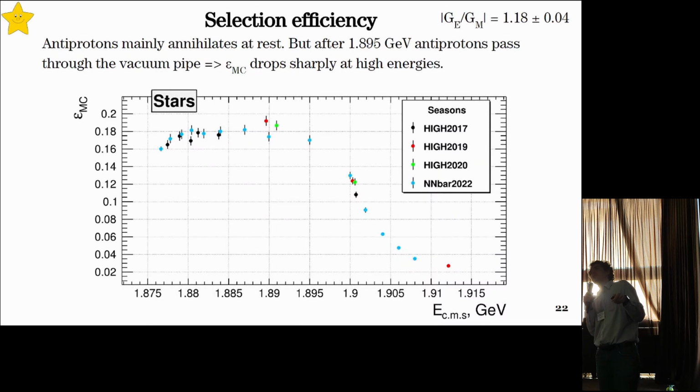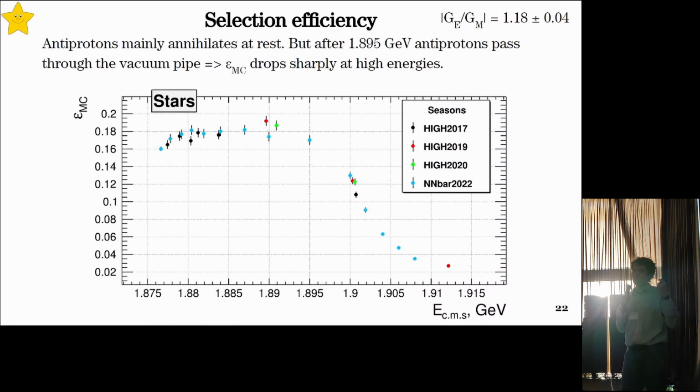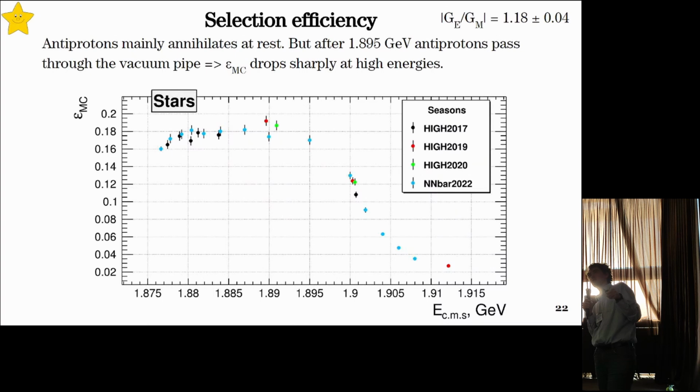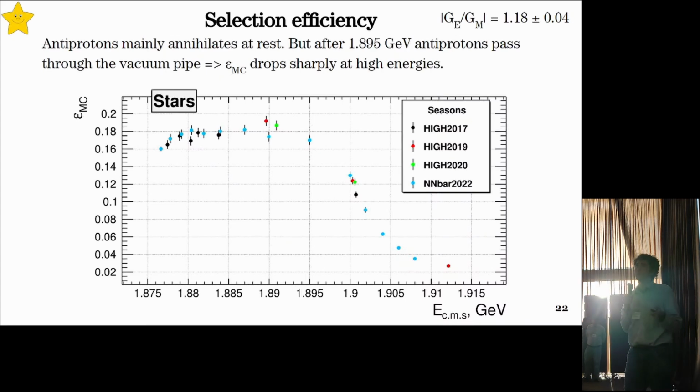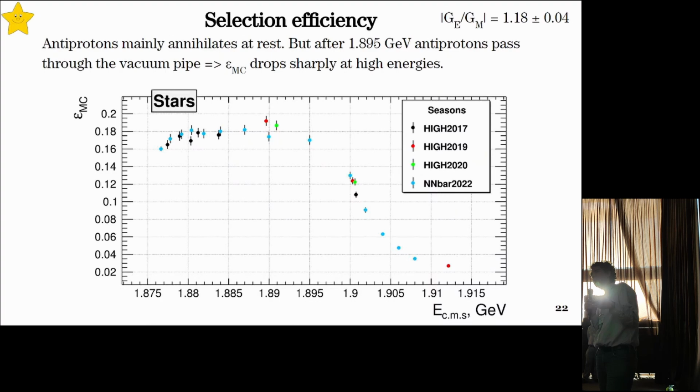I'd like to explain this region where selection efficiency drops really sharply. It's connected with the fact that antiproton momenta are growing here, and some antiprotons start to pierce vacuum pipe without annihilation, so we simply don't see stopped antiprotons here. Afterwards it goes to an almost constant value that corresponds to in-flight annihilation of antiprotons. But we don't consider these points at all.